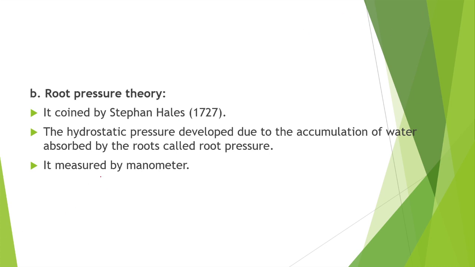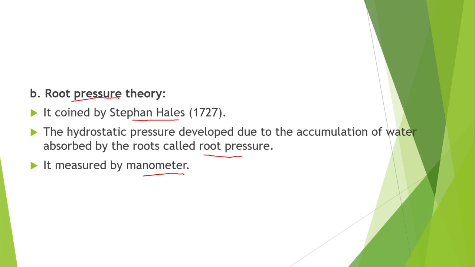So the next theory is the root pressure theory. It was coined by Stephen Hales in 1727. The hydrostatic pressure developed due to accumulation of water absorbed by the root is called root pressure, and this root pressure was measured by a manometer. The root pressure theory stated that root pressure is involved in the ascent of sap, but it is not applicable for tall plants about 20 meters high, and even in the absence of this root pressure, ascent of sap also occurs.